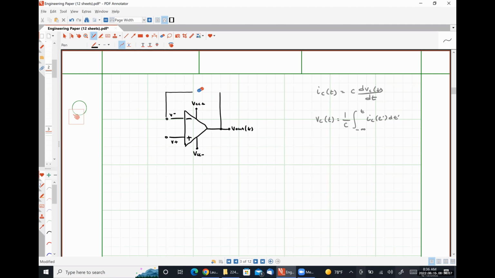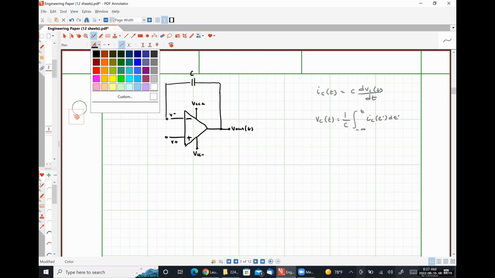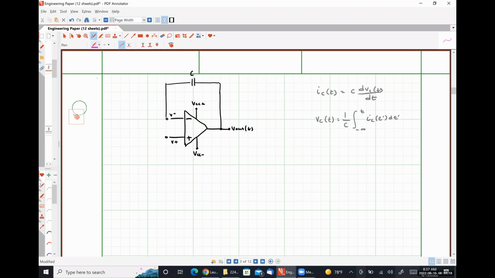Actually, let me move this up slightly so I can fit in some text below it. So here is our capacitor C, and I am going to define the voltage drop across the capacitor, VC of T, to have this polarity, and the current flowing through the capacitor, IC of T, to have this direction.